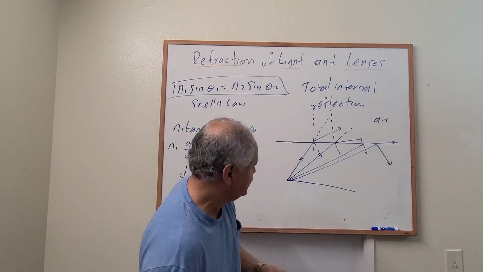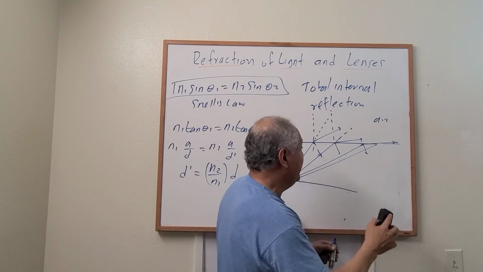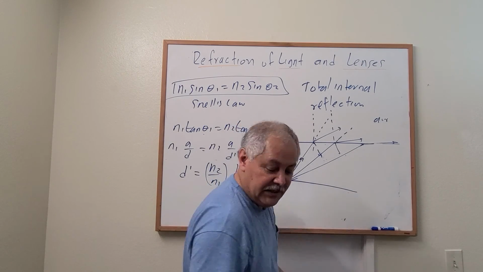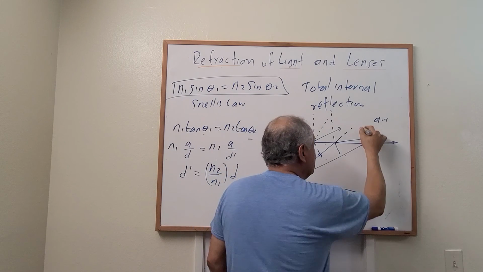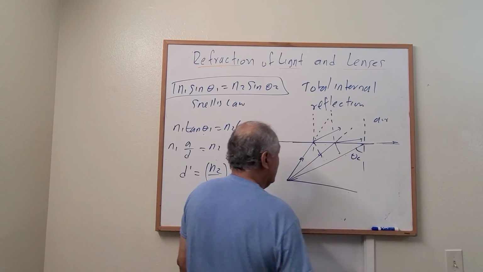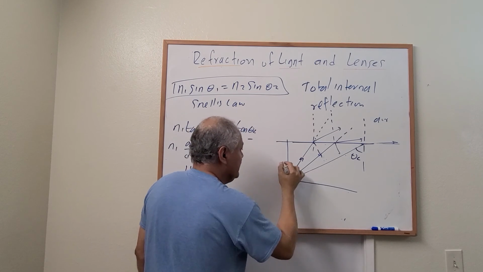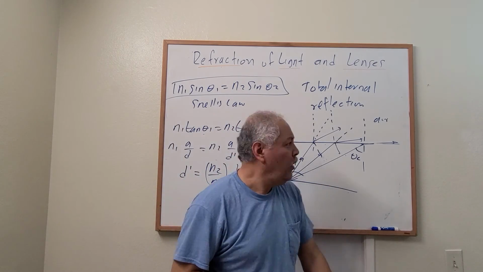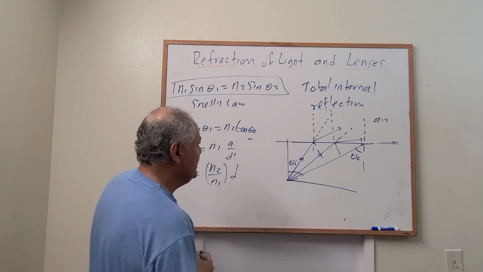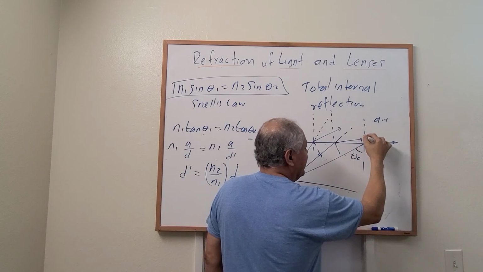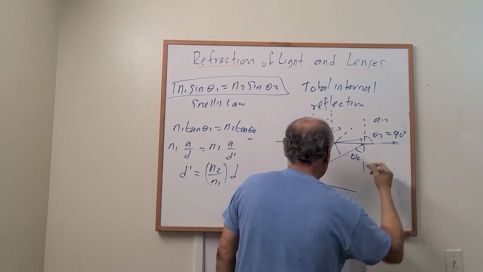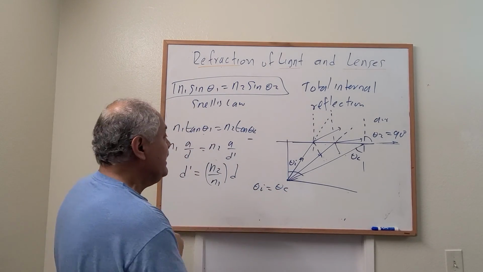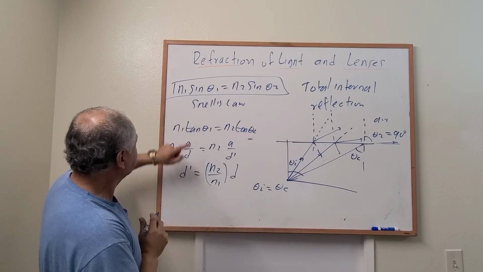This angle, the maximum angle that produces refraction, at the maximum angle, is called the critical angle. This is the same as this incident angle right here. Now, how can we find this critical angle? Well, we use Snell's law. Look, the refracted angle theta 2 equals 90 degrees, and the incident angle is just the critical angle. Let's then apply Snell's law.